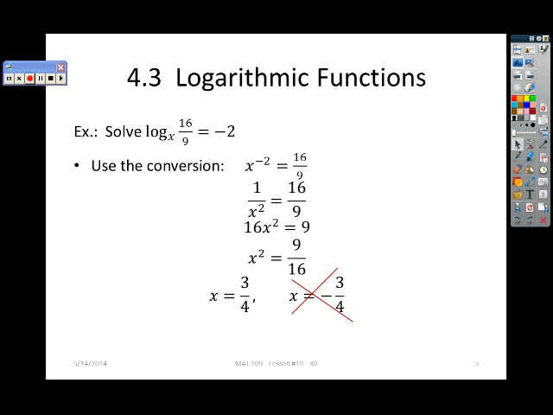This is the process when you're looking at a logarithmic equation like this. To solve it, you convert it to the exponential form, because that eliminates the logarithm.